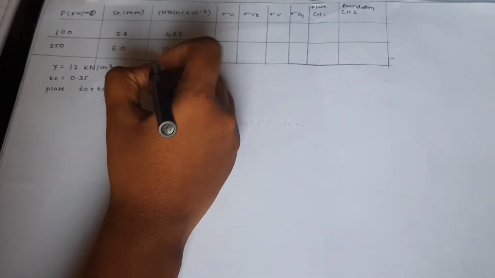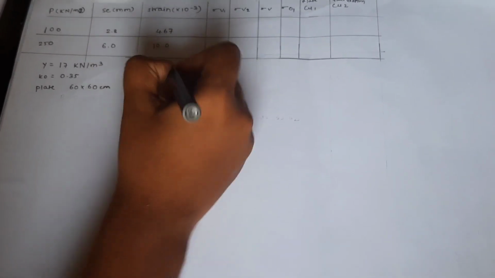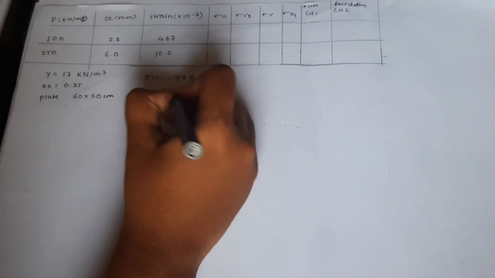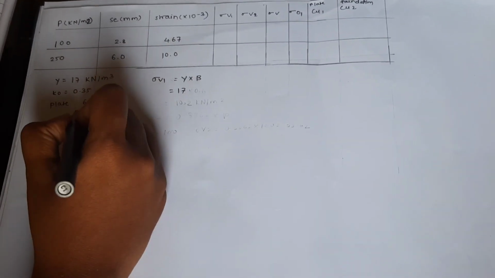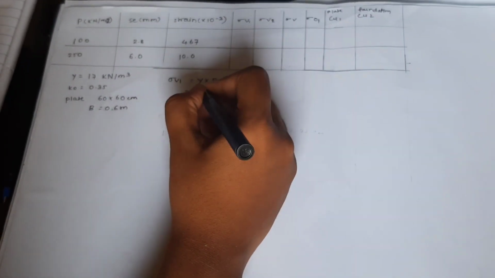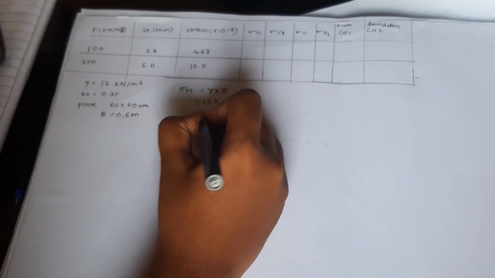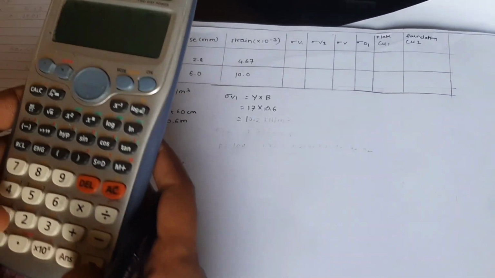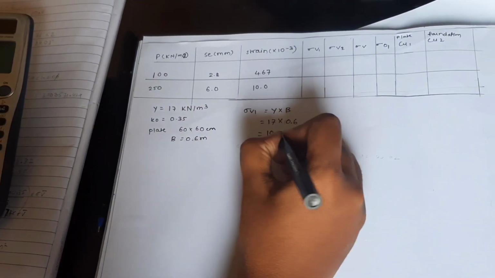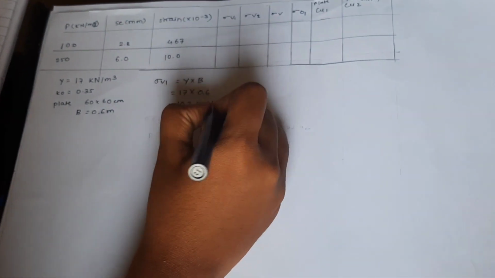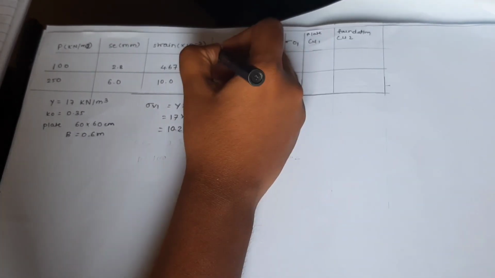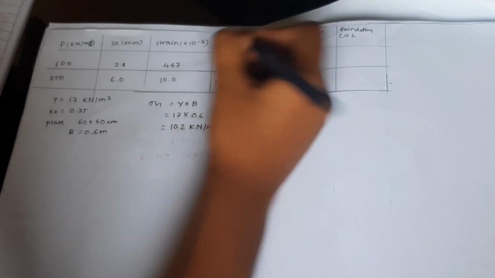To calculate the overburden pressure, the formula is sigma V1 is equals to gamma into B. Here gamma is given as 17 and B is given as 0.6 meter. So therefore 17 into 0.6, which is equals to 10.2 kilonewton per meter square. So we'll write here 10.2 and here 10.2. This is in kilonewton per meter square.